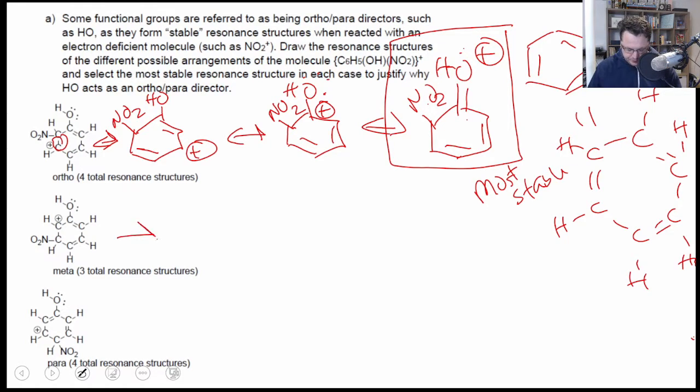So if we do the meta version, now that NO2 group is 2 carbons away from the OH group in this case right here. We have a positive charge on this carbon right here.